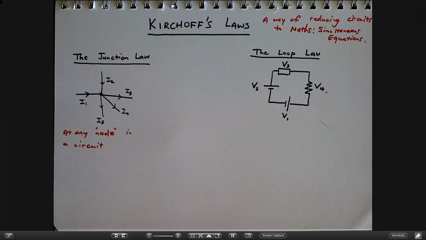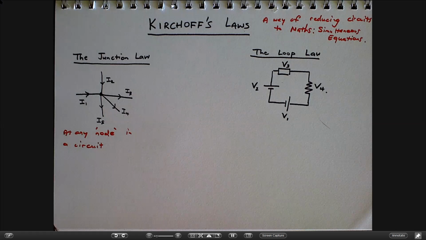All right. So, Kirchoff's laws. Kirchoff's laws are a way of reducing circuits down into some equations that can be solved. So our two laws are called the junction law and the loop law, and they're really both just familiar things that we've already dealt with, but just kind of written in a more mathematical way. The junction law is just that idea that current, when it gets to a branching point, it can split.